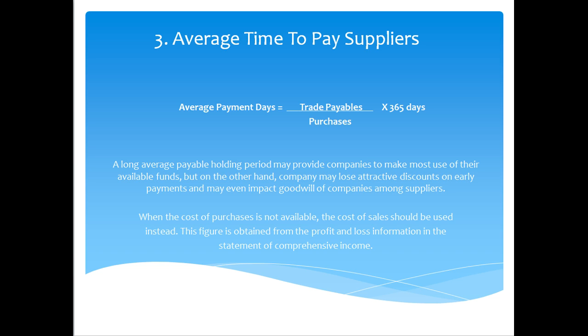However, the value for trade payables at the end of the year is also commonly used. When the cost of purchases is not available, the cost of sales should be used instead. This figure is obtained from the P&L information in the statement of comprehensive income. A long average payable holding period may allow companies to make most use of their available funds, but on the other hand, the company may lose attractive discounts on early payments and may even impact the goodwill of companies among suppliers.